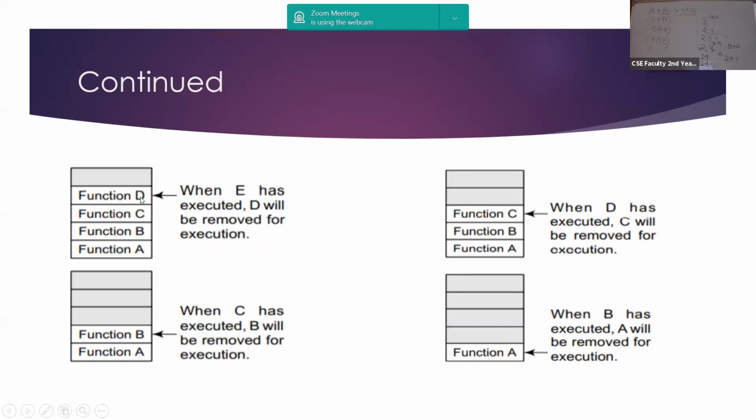So this is what it will look like. First D will complete, and D will be popped. Then it will return the value to C. C will do its work and return the value to B, and C will be popped. Now B will do its work using the value that it got from C, and then B will be popped and it will return the value to A.